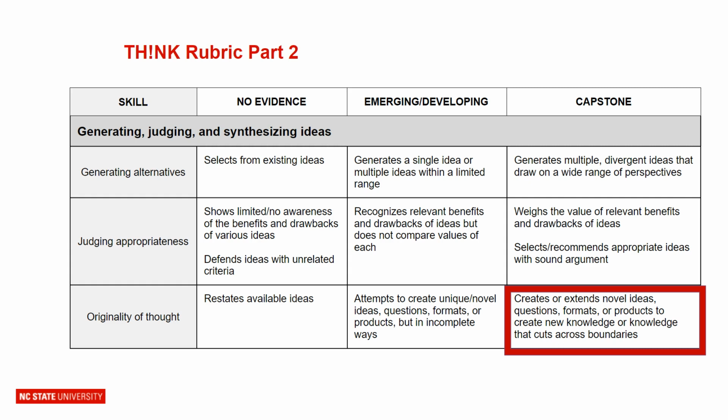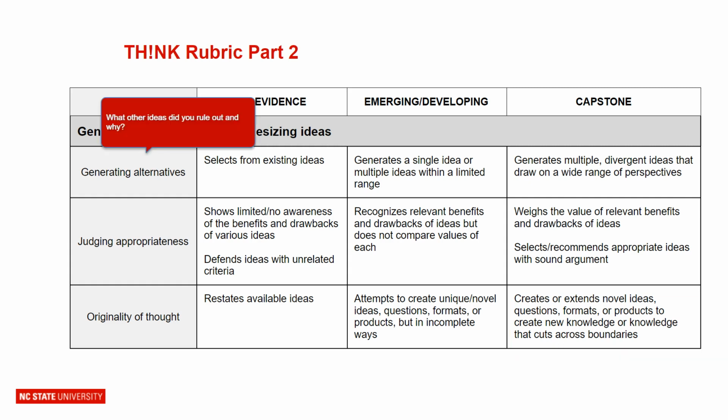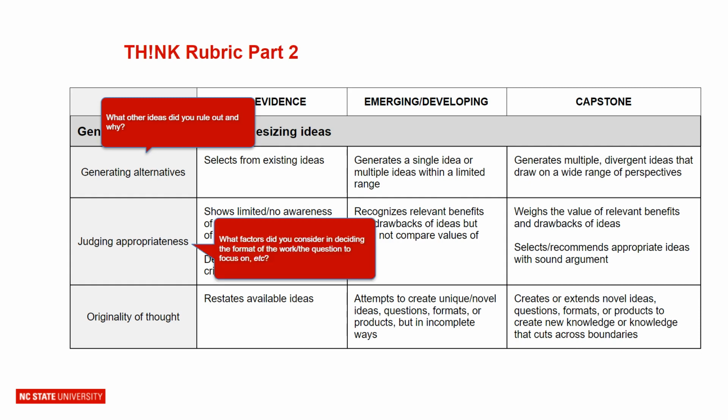And some examples of reflective prompts are, for generating alternatives: what other ideas did you rule out and why? And for judging appropriateness: what factors did you consider in deciding the format of the work or the question to focus on? We've included a worksheet you can use as you consider whether you'll be able to evaluate skills in the work product or if an accompanying reflection would be helpful in doing so. We can also direct you to tailored reflections of work for a variety of different kinds of assignments.